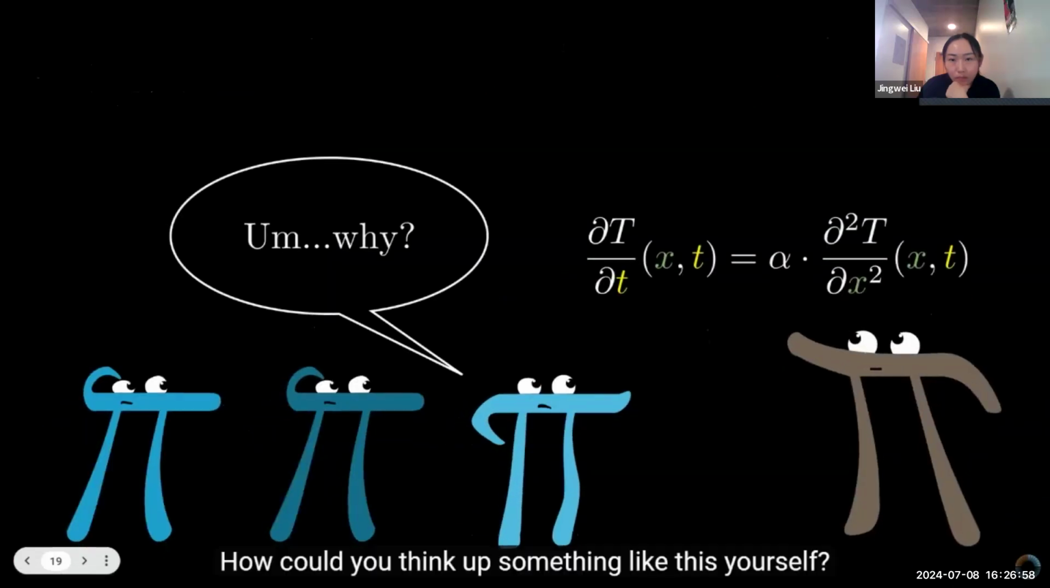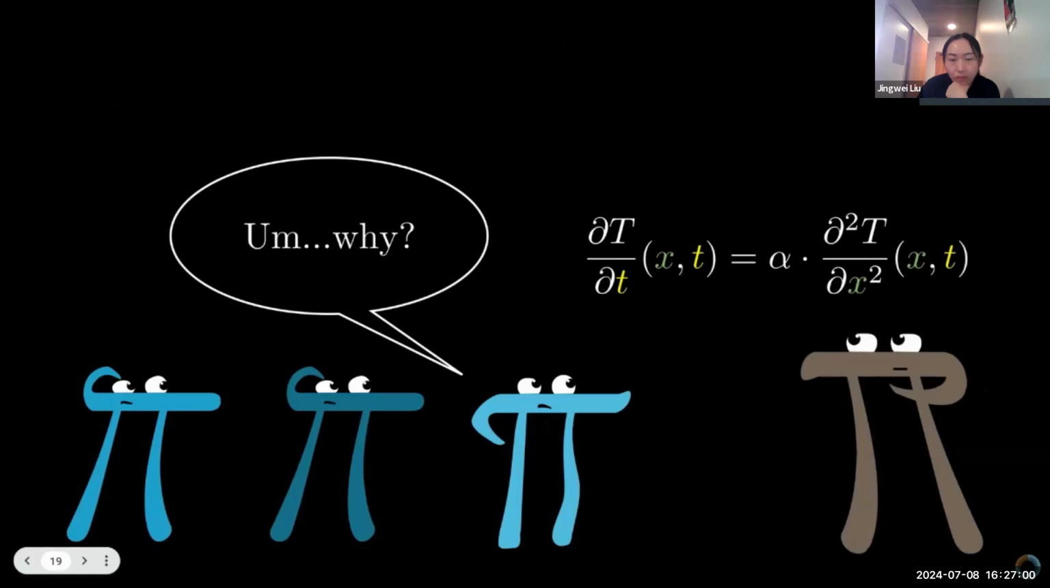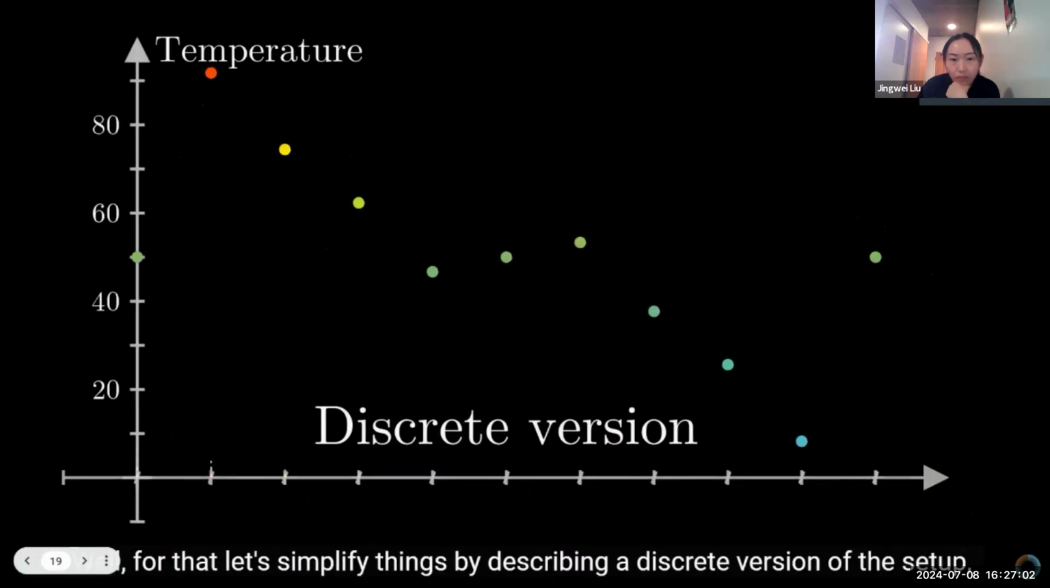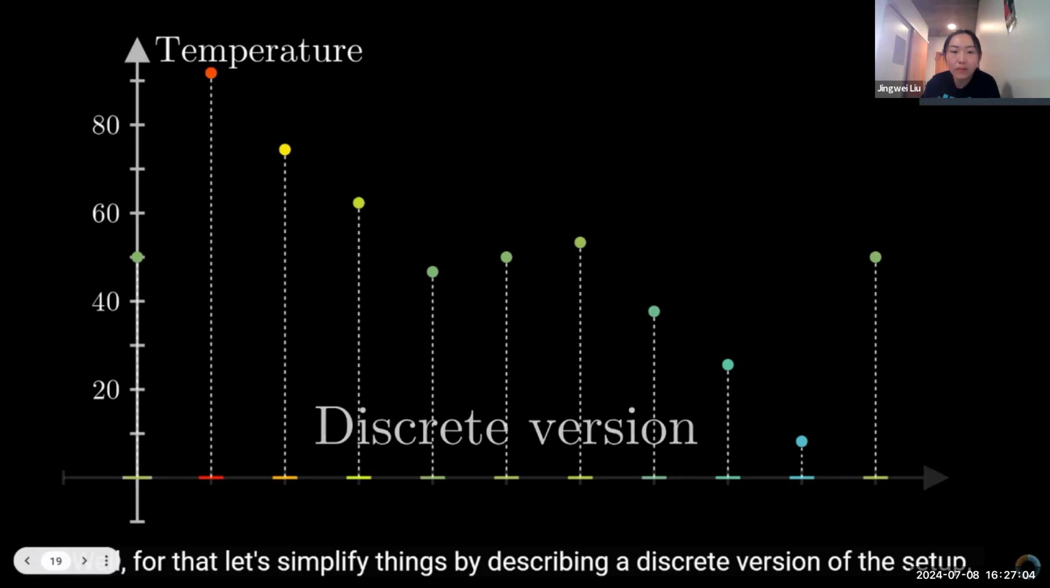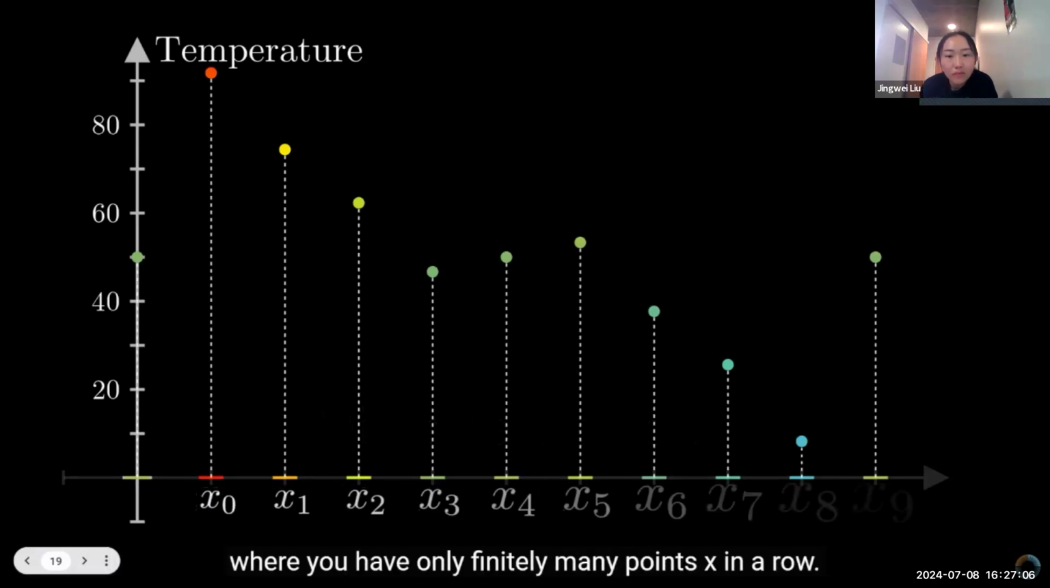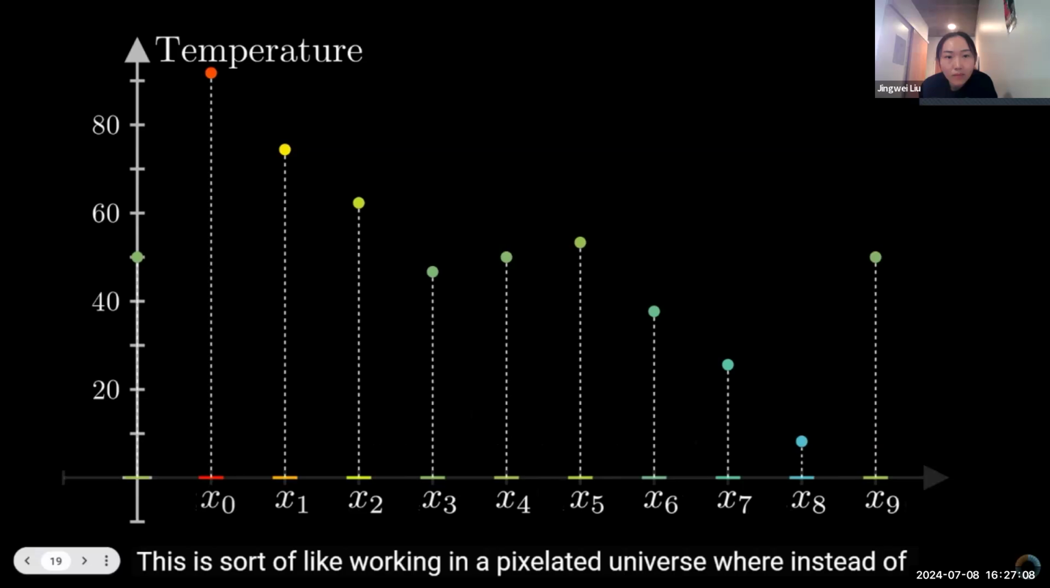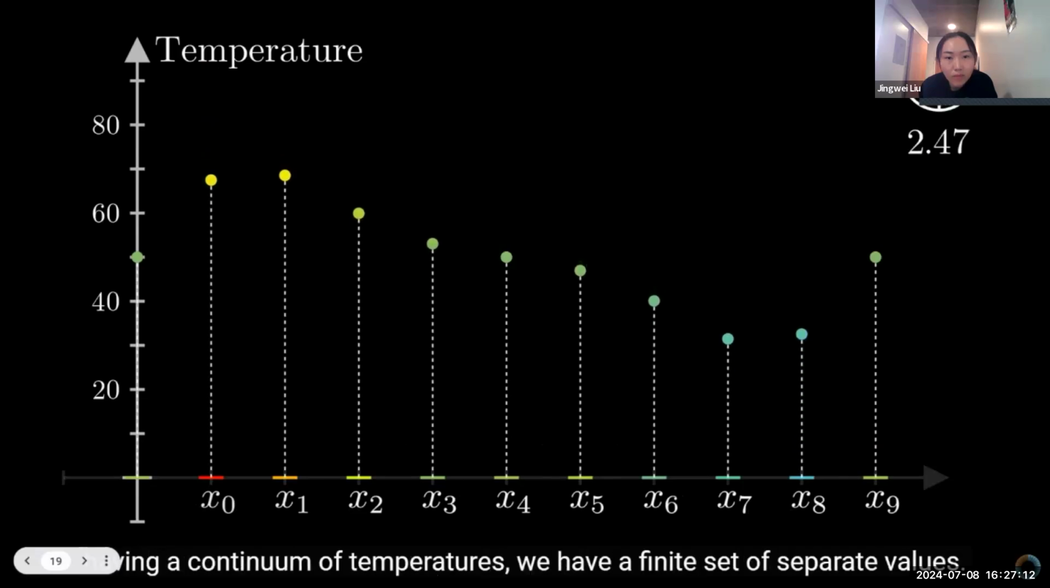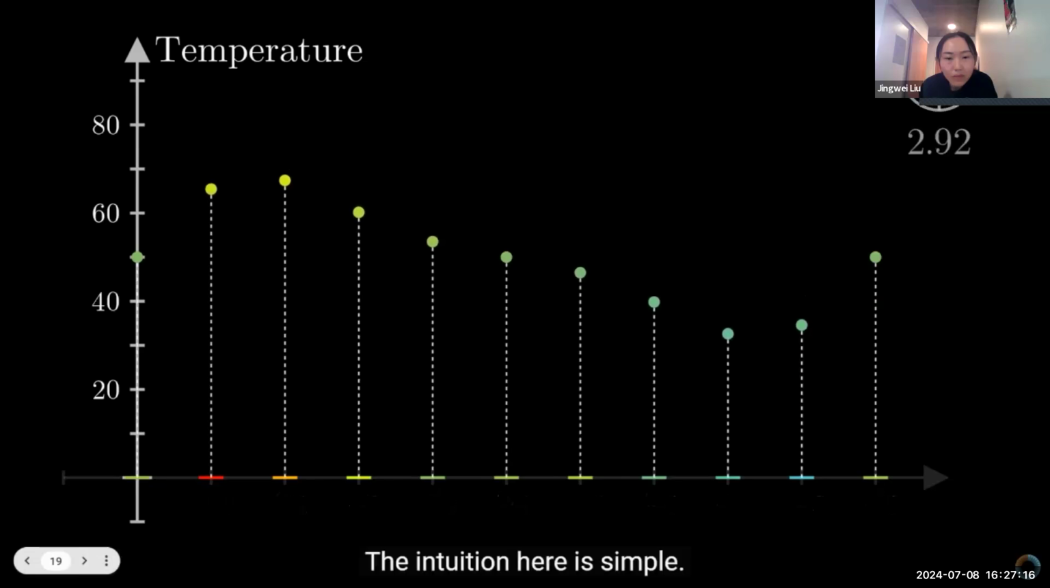How could you think up something like this yourself? Well, for that, let's simplify things by describing a discrete version of the setup, where you have only finitely many points x in a row. This is sort of like working in a pixelated universe where instead of having a continuum of temperatures, we have a finite set of separate values. The intuition here is simple.